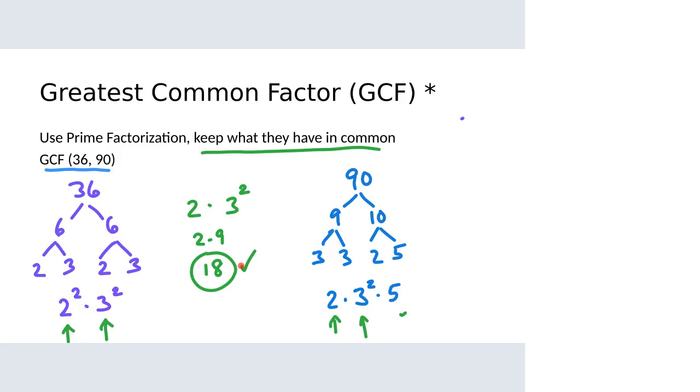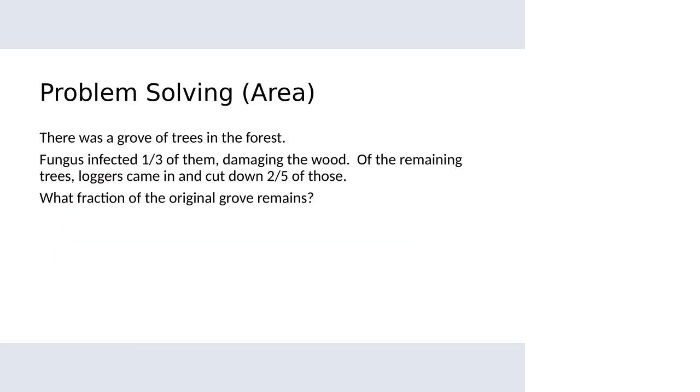All right, very good. We did some problem solving on Monday using the area model. We're going to revisit that a little bit today. And this might sound familiar. There was a grove of trees in the forest. Fungus infected 1/3 of them, damaging the wood. Of the remaining trees, loggers came in and cut down 2/5 of those. What fraction of the original grove remains?